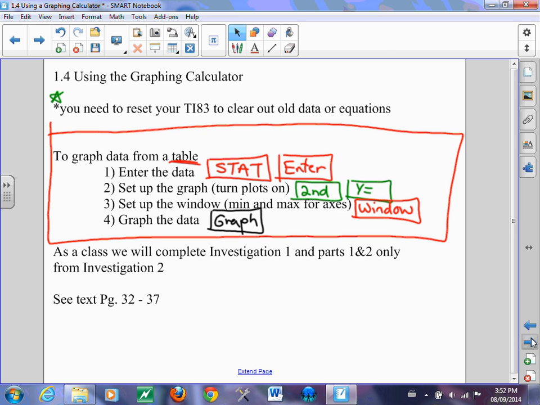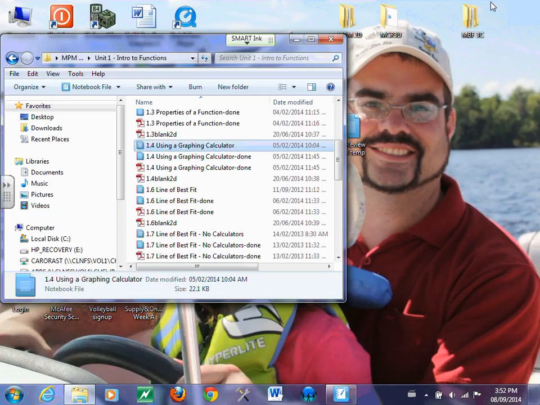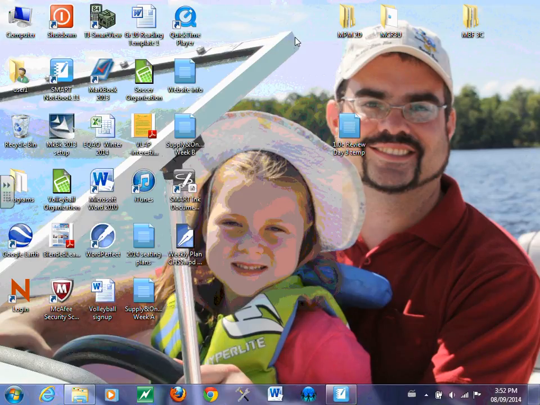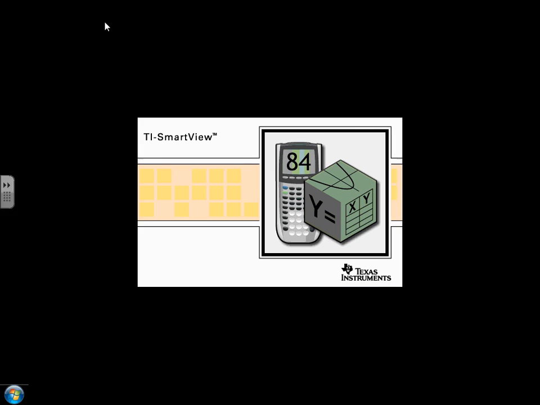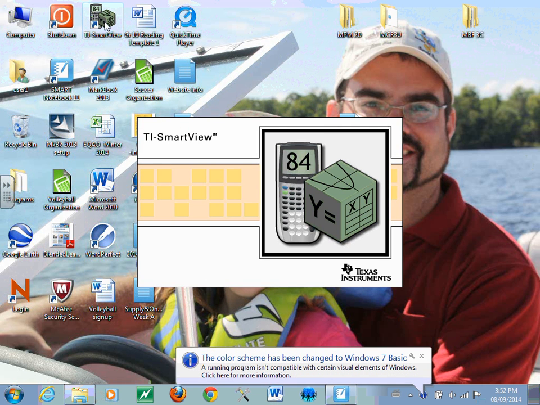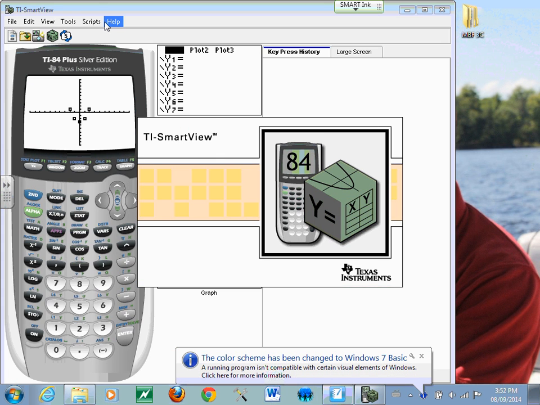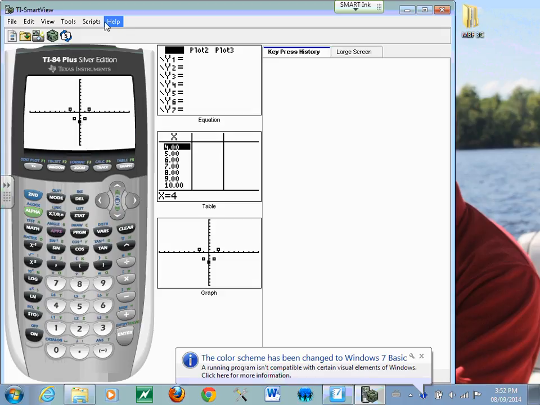All right, so let me just minimize my lesson for a second. Okay, and I'm going to put on the graphing calculator app, which is right there. Okay, so just take a second to pop up. Okay, so this is similar to the one you have in class. Mine's a silver one, yours is blue.